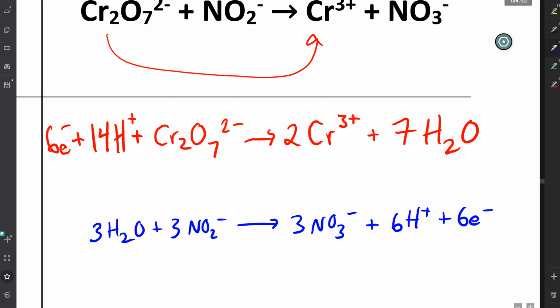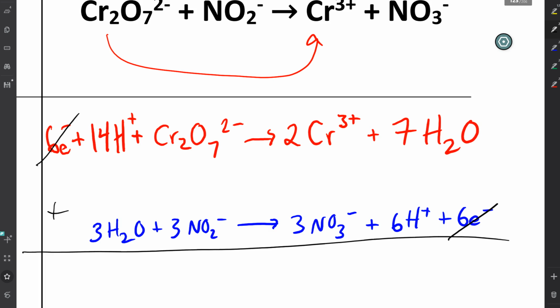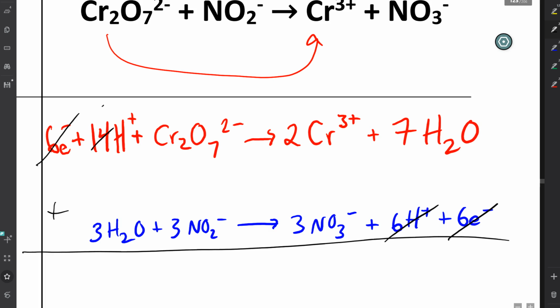Okay, let's use black to cancel stuff out. I'm going to add them up. Got 6 electrons on the product side, 6 on the reactant side. They cancel. H pluses can partially cancel. I've got 14 on the reactants, 6 on the products. Sounds like it would overall be 8 on the reactant side.